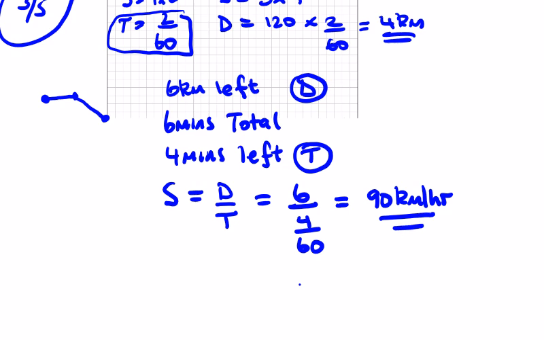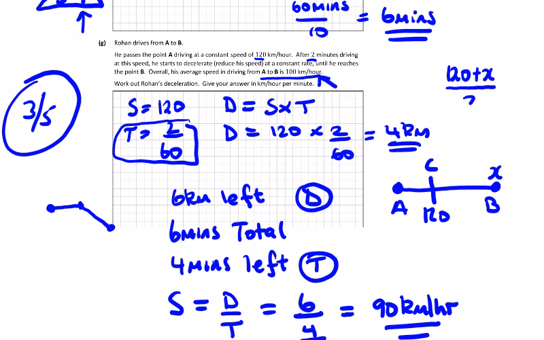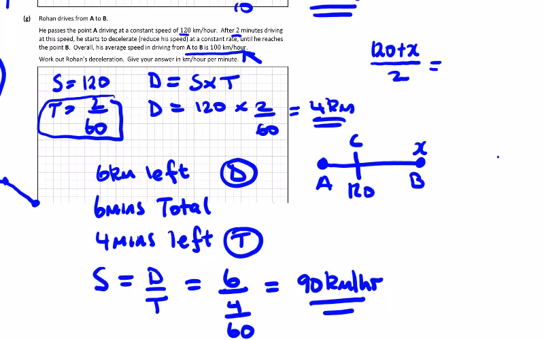So what's going on here? He started at 120. Let's have a look at the diagram. If he goes from A to B, at this point we'll call this C. So we know the speed at C and we don't know the speed at B. So call this 120 and we call this speed X. So the average speed between these two will be 120 plus X divided by 2, and we know that the average speed is 90. We've just worked that out. So this will be 120 plus X is 180. So this gives me the speed at B. X will be 60 kilometers an hour.